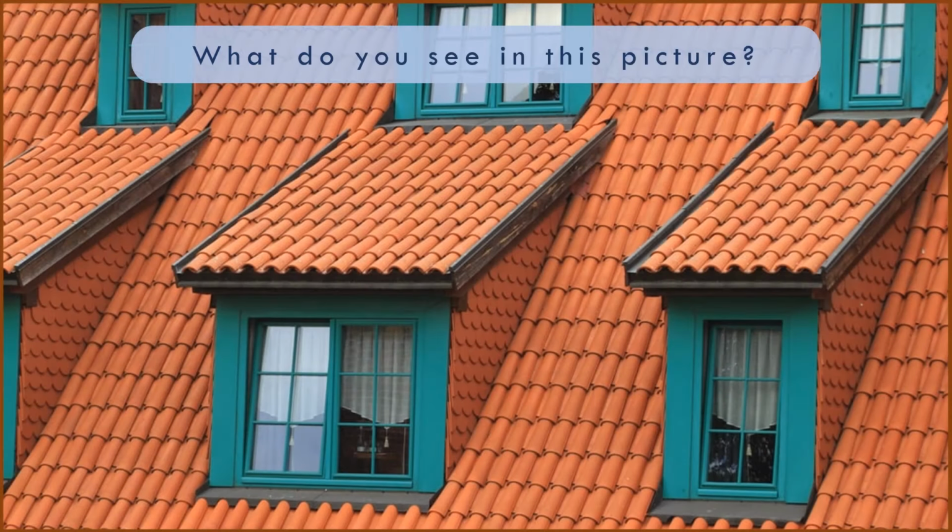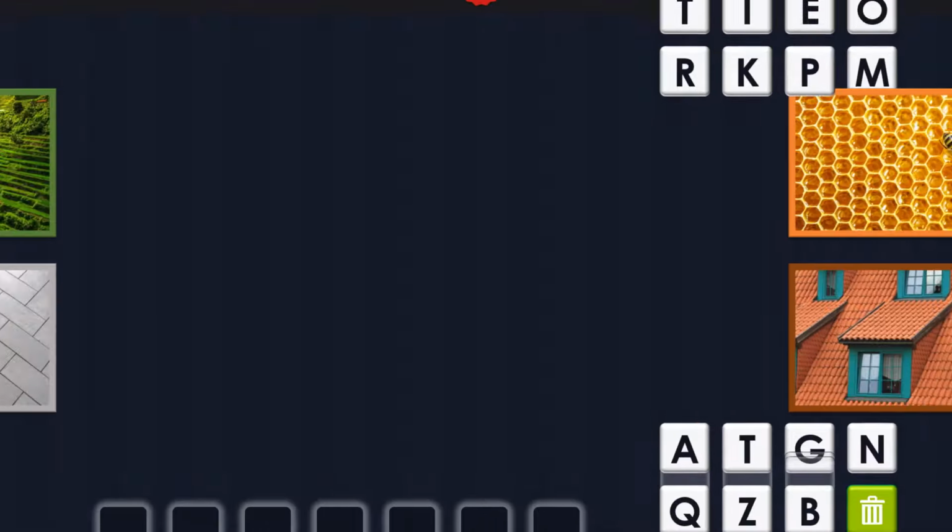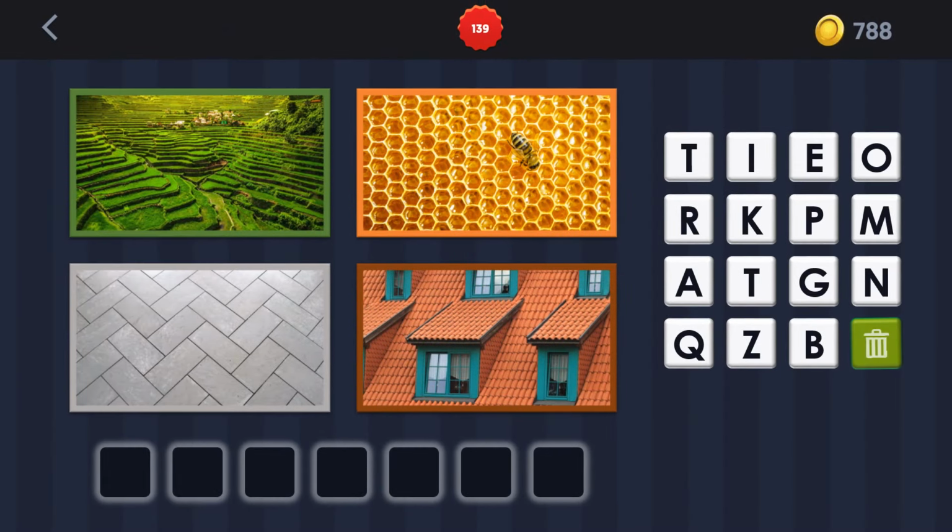How about the fourth picture? What do you see in this picture? Correct, the rooftop. Based on the four pictures, what did you notice? Any idea? Correct. Pattern.